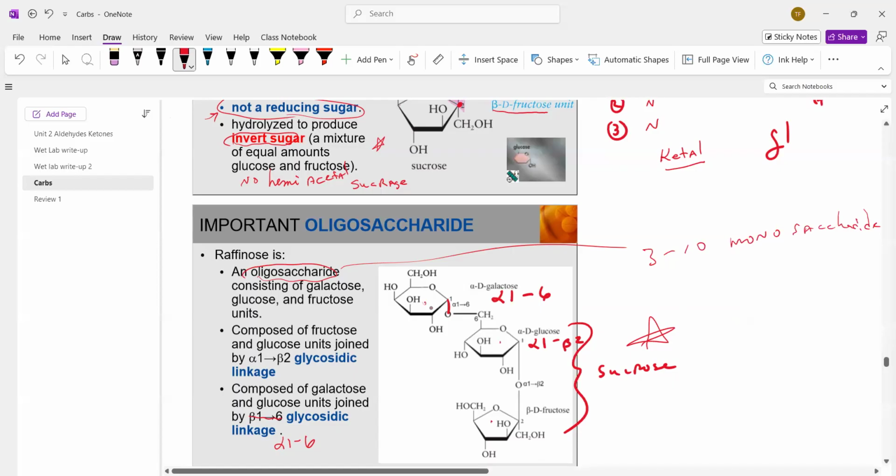Now, it's hooking up to C6 on this glucose here. And that's a very isolated hydroxyl group, so it's a good candidate for hooking up to, as well as C4 down here, which is also unrestricted. So that's why you see a lot of C4 and C6 linkages.